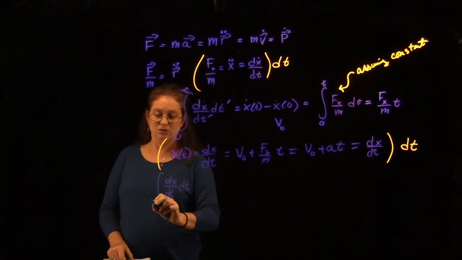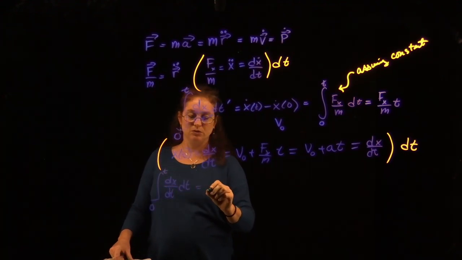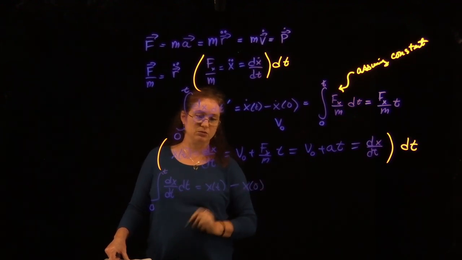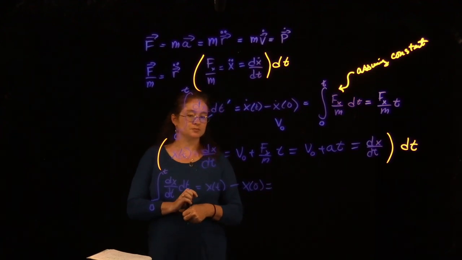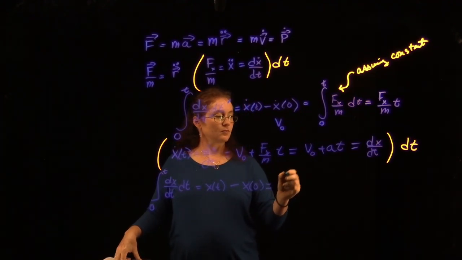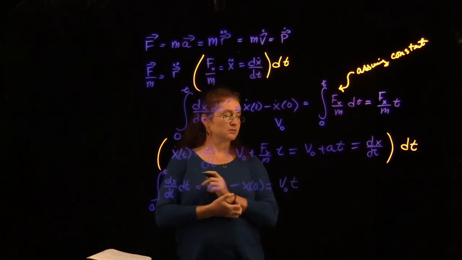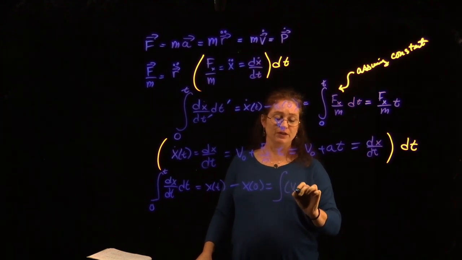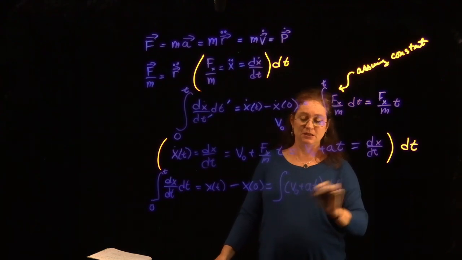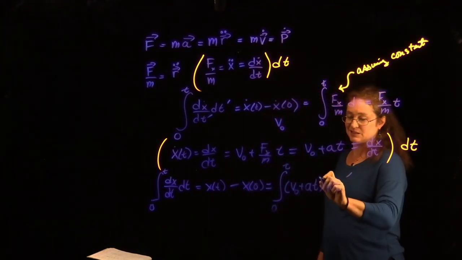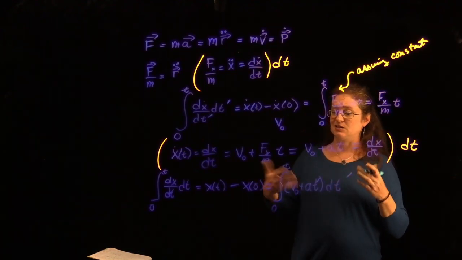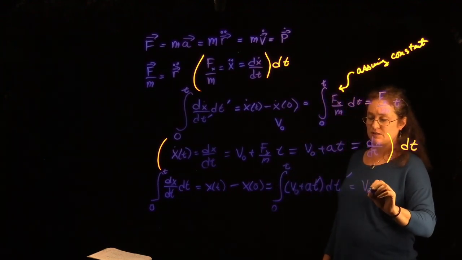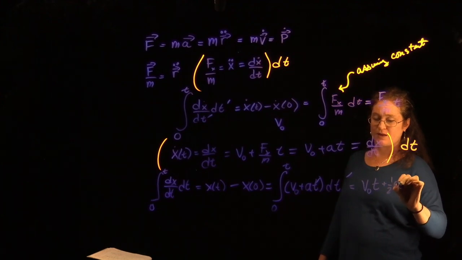the integral from 0 to t, which is equal to x of t minus x of 0, is equal to the integral of v0 plus a t dt from 0 to t. Let me be pedagogical, because I'm teaching right now. And again, I'm going to rename t to t prime just to distinguish between my integration variable and my answer. So now I get v0 t plus 1/2 a t squared.